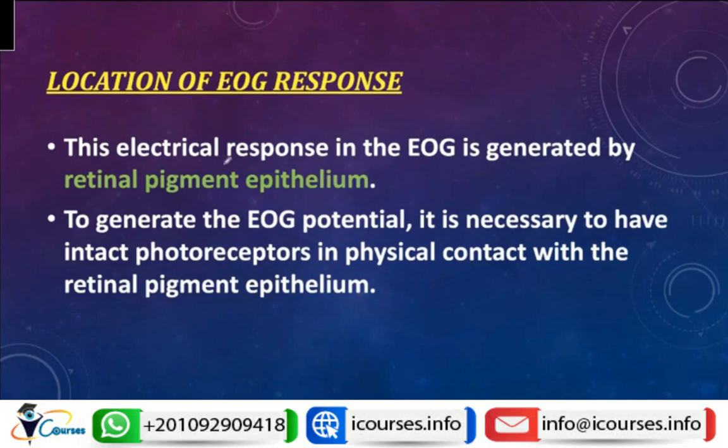One of the important questions in the MCQ is the location of the EOG response. So the electrooculogram response is coming from the retinal pigment epithelium. So if there is disease affecting the retinal pigment epithelium, this will result in an abnormal EOG.